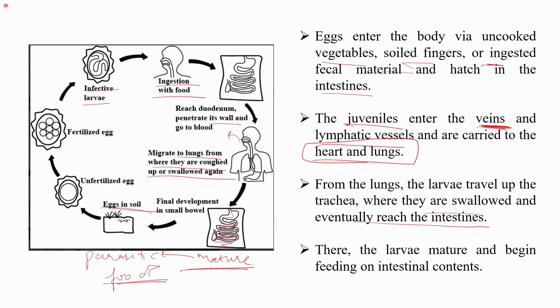The eggs are released into the soil. These unfertilized eggs are released, which undergo fertilization, forming the infective larva. These infective larvae are then ingested again with the food, and the cycle continues. So this is how the parasitic infection takes place.